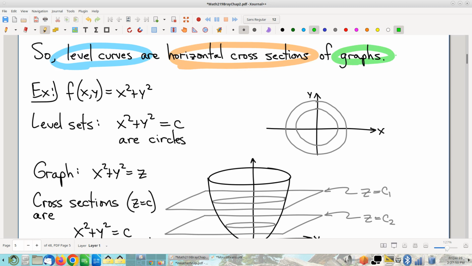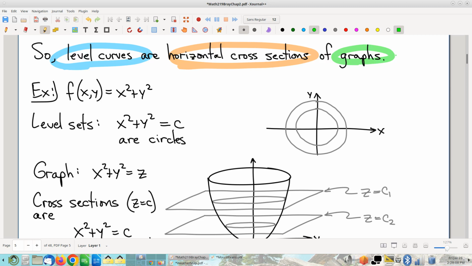We have these two pictures, right? Two different ways to understand a function. Level curves help me understand a function. Graphs help me understand a function. They're talking about the same function. It should be no surprise that they have a geometric connection between them, and this is it. The one is the cross sections of the other.